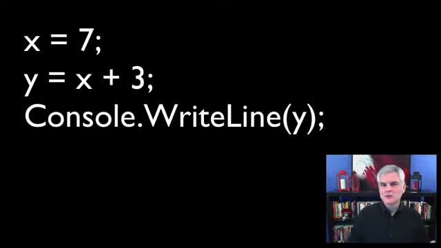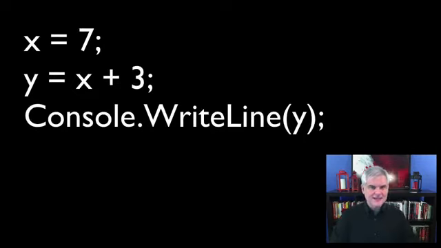So using that same thought process, take a look at this. X equals 7, y equals x plus 3, console.WriteLine y. What would you expect to be displayed in the console window? The value 10, of course. You just read C# on your own without any of my help. It's common sense, right? It's pretty easy.